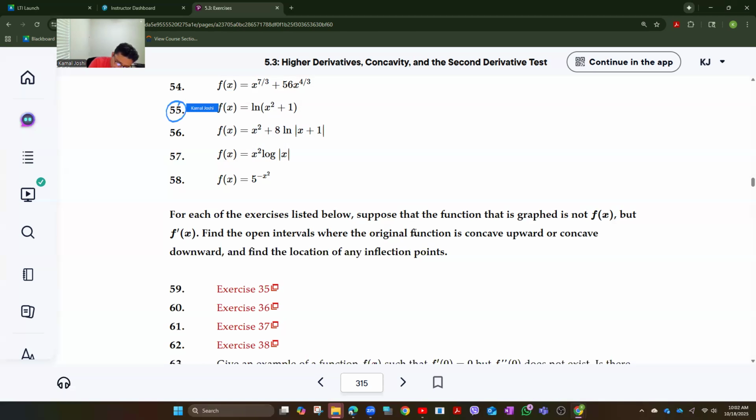Okay, so the first derivative, use chain rule. 1 over x square plus 1 times the derivative of x square plus 1, which is 2x. So 2x over x square plus 1. This time I'm not going to get carried away with the first derivative. Okay, let's go to the second derivative.